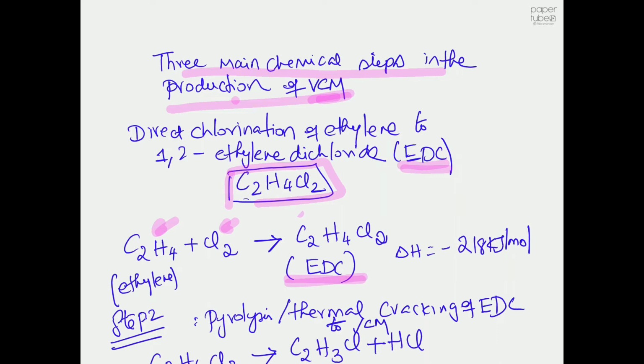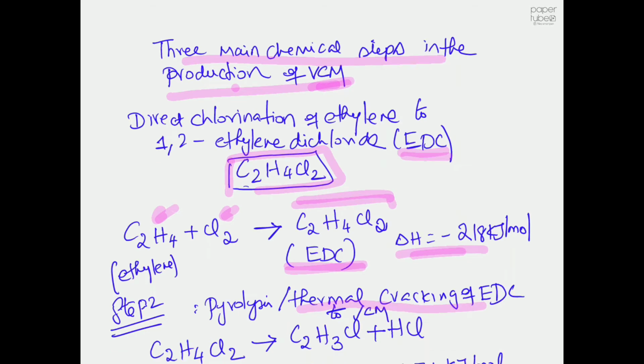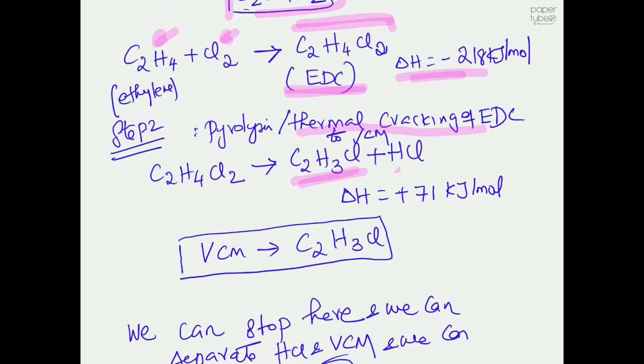So this is something you can call an intermediate, and this reaction is a highly exothermic reaction. It's going to release a massive amount of energy. Yeah? So minus 218 kilojoules per mole. And the next step is we take this ethylene dichloride, and then we need to pyrolyze it, or we can call it thermal cracking of ethylene dichloride, in order to produce our main product, which is vinyl chloride monomer plus hydrochloric acid.